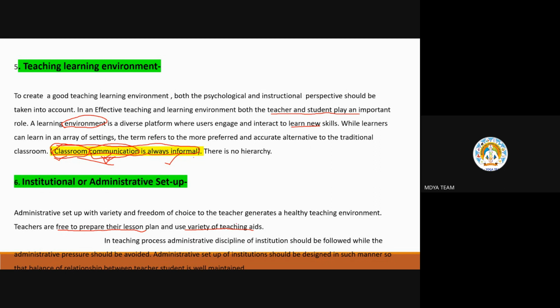In the teaching process, administrative discipline of the institution should be followed, while administrative pressure should be avoided, okay? There must be some discipline of the institution that the teacher should follow, but the useless pressure should be avoided. The administrative setup of institutions should be designed in such a manner that the balance of relationship between teacher and student is well maintained. Any questions from this slide?